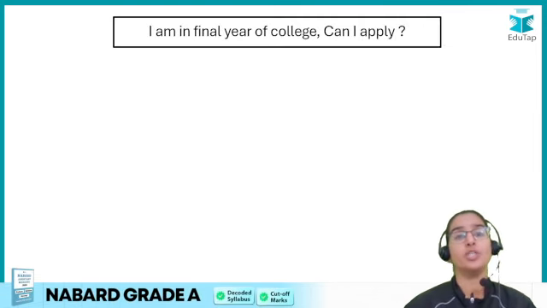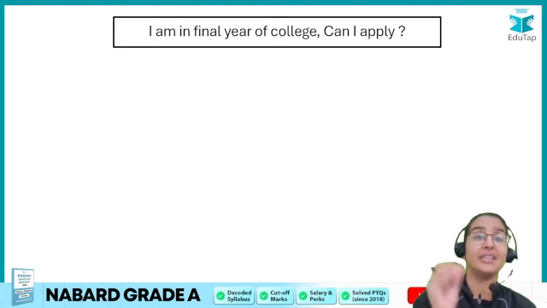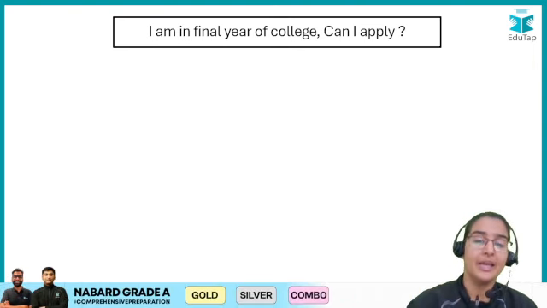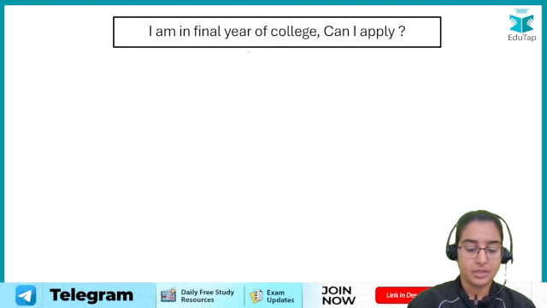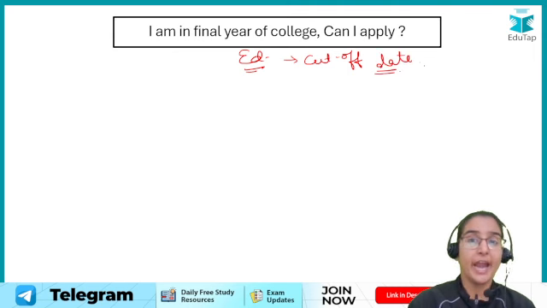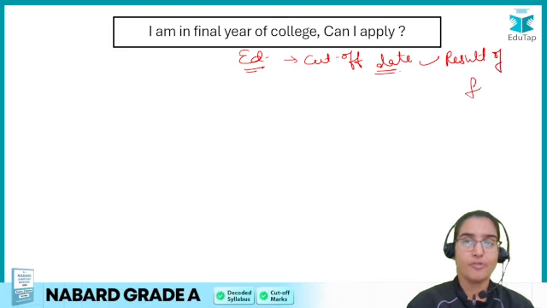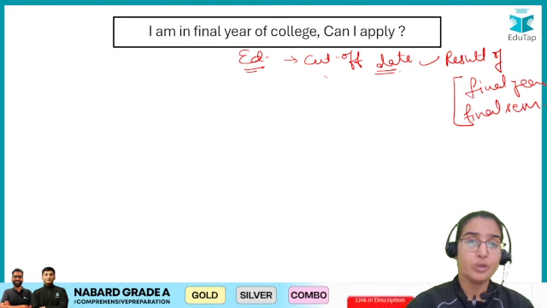The next question, which most of the students ask, is that they are in the final year of college, so can they apply? Let me tell you students, like the age, the educational qualification is also calculated on the basis of a cutoff date. A cutoff date is provided, and before this cutoff date, the result of your final year or final semester must have been declared. Only then will you be eligible to apply, right?